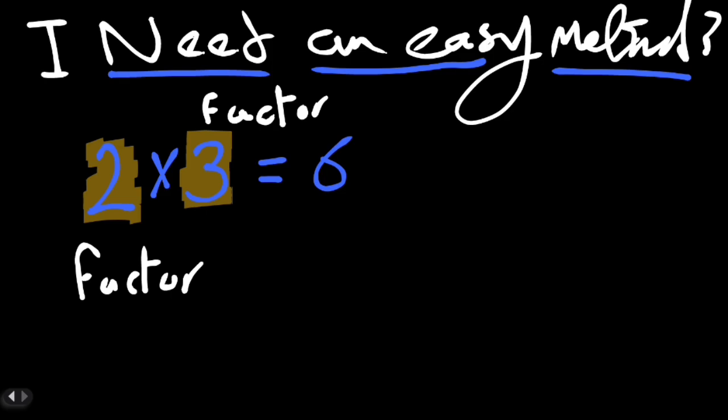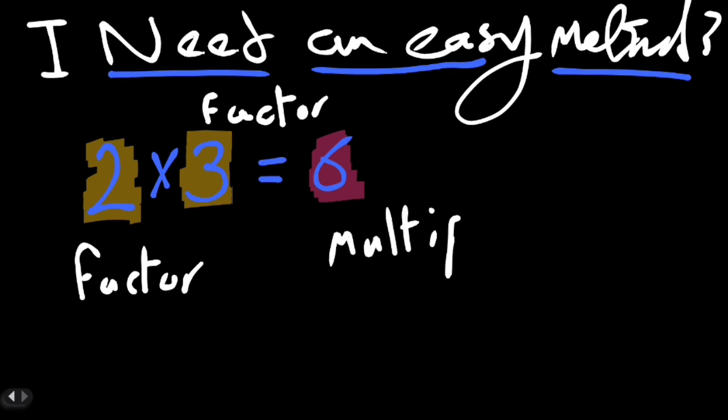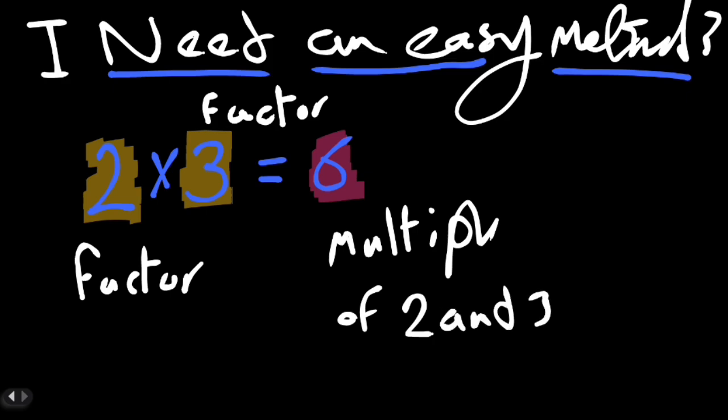And if I asked you about number 6 here, you will tell me that this is the product, but we studied a new name for this product. The name of it is multiple. So this is a multiple of 2 and 3. Why these two specifically? Because if I multiply these two numbers together, I get the number 6. So I can say 6 is a multiple of 3 and 2.